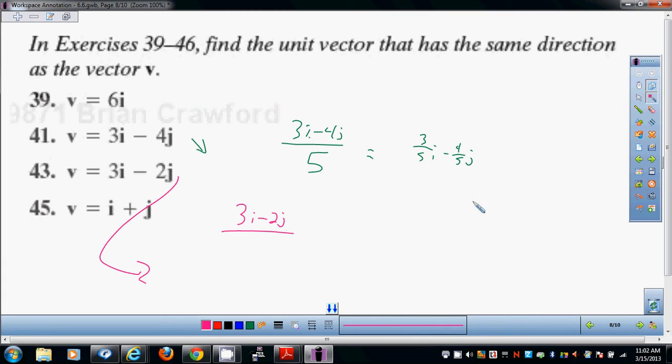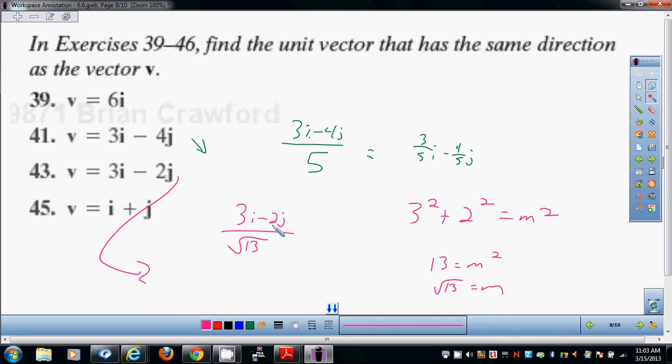Ryan, did you get square root of 13? Yes? Okay. Radical 13. However, oh no! We have to do what to this? We have to rationalize it. So, it would be 3 over radical 13i minus 2 over radical 13j.